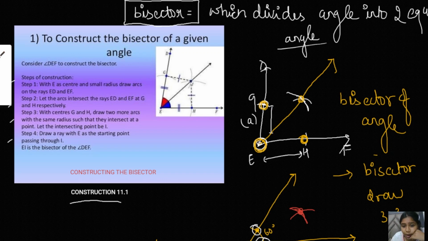At this intersection point you have to draw a straight line passing through it, and this particular angle will be 30 degrees. This is the example of the bisector of the given angle.